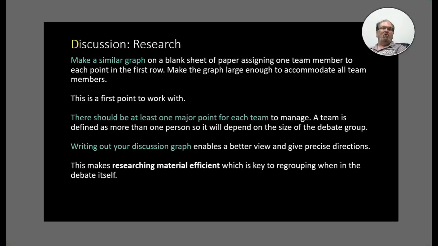If you have one major point for each person, then you can discuss together whether things make sense or not, and later you're going to try and see if it really does. Challenge, challenge, challenge. Writing out your discussion graph enables a better view and gives precise directions. The problem with most people and most discussion and argument, it is an argument, because they're not precise and there's no support. You disagree with nothing. You need to do that.